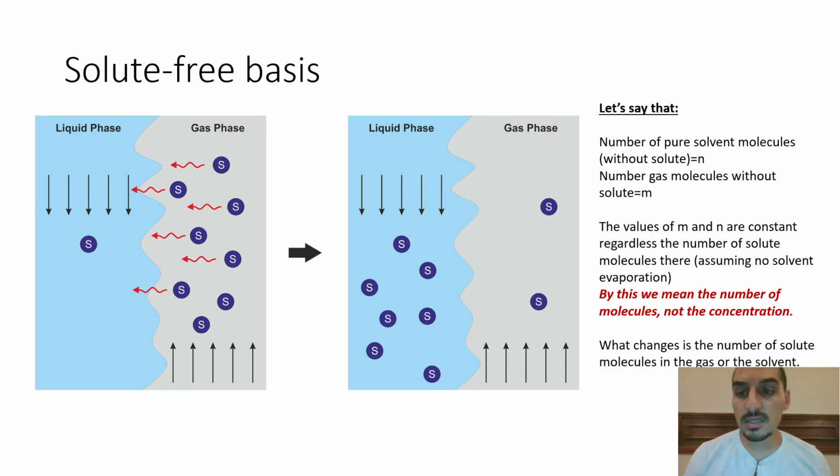What we see here is that the number of moles here is different from the number of moles here, and here is different from here, which is what we just mentioned before. But we have to keep in mind that the change that happens is only in the number of moles of solute in the liquid and the gas phase. It's not in the solvent itself or in the gas phase itself. So the number of moles of the solvent without the solute is constant, and the number of moles of the gas phase without the solute is constant. So this is what we mean by the solute-free basis.